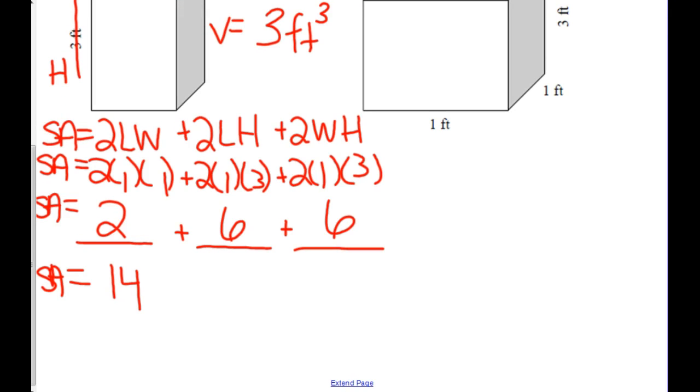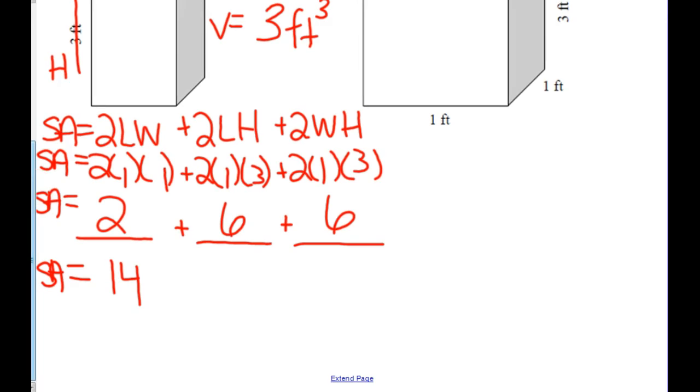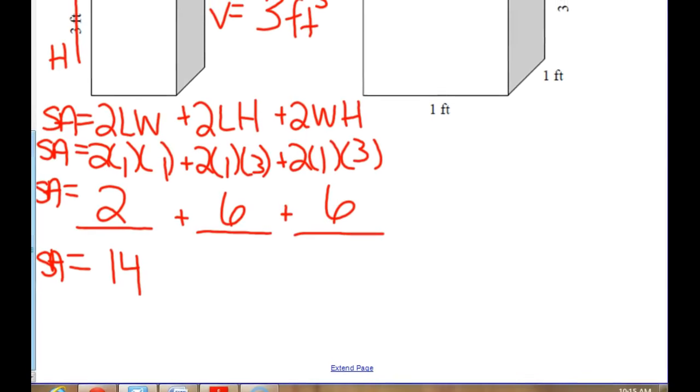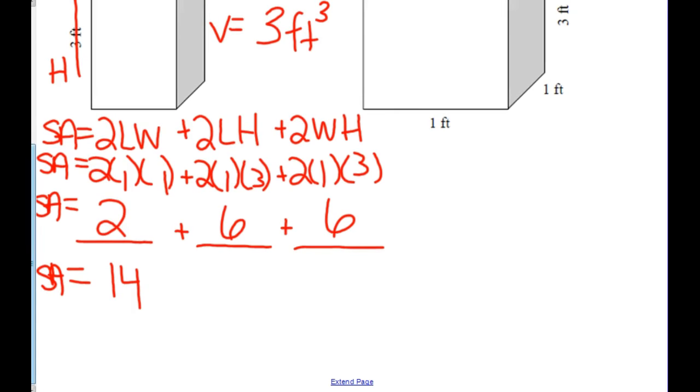I can't scroll up, hold on one second. Okay, well it's not going to let me scroll up right now.